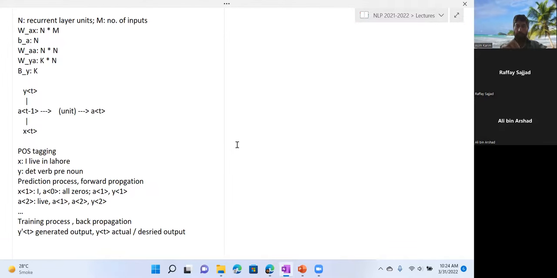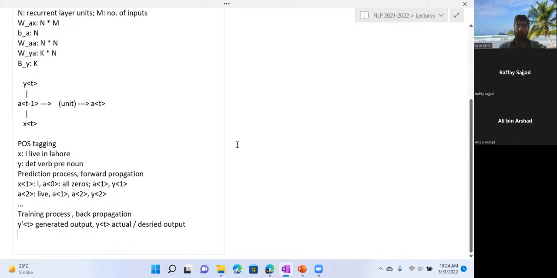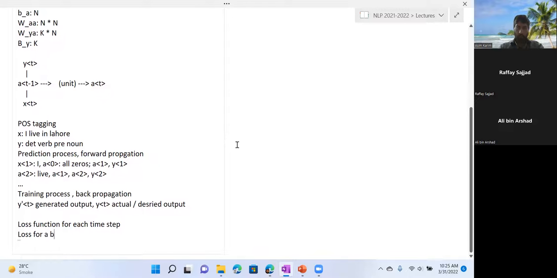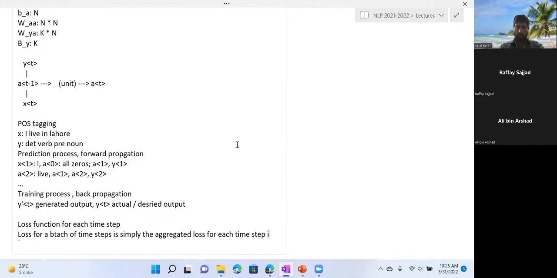Since now for each time step you have a desired or actual output and the predicted output, you can define a loss function. So you have a loss function for each time step. Of course, for any given problem, you'll have multiple time steps, usually a batch of time steps. So training is often done for a batch of time steps at a time, not at each time step. Of course, you can do that as well, but usually that is too much processing. So you typically do it for a batch of time steps. So loss for a batch of time steps is simply the aggregated loss for each time step in the batch.